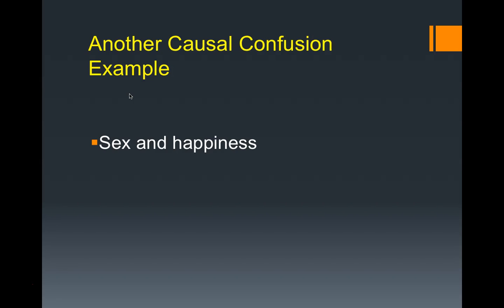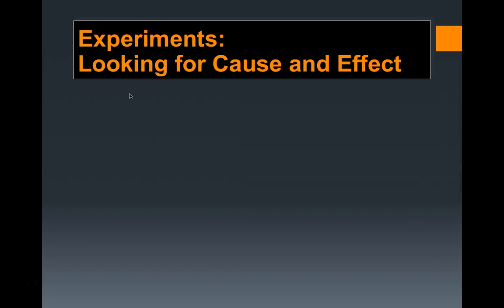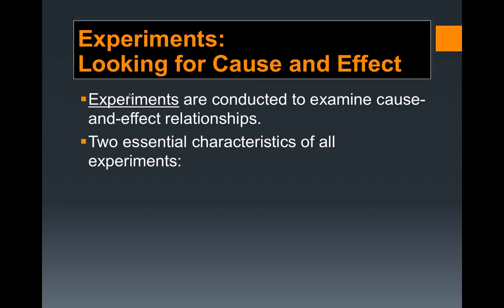So the way to get to cause and effect is with an experiment. Okay, so let's talk a little bit about the experimental method, looking for cause and effect. Experiments are conducted specifically to examine cause and effect relationships. And there are two essential characteristics of all experiments.